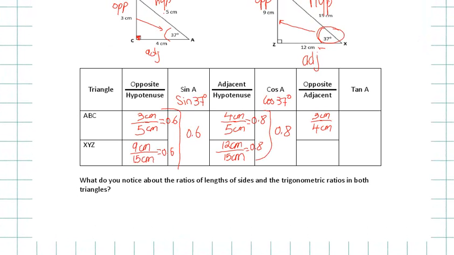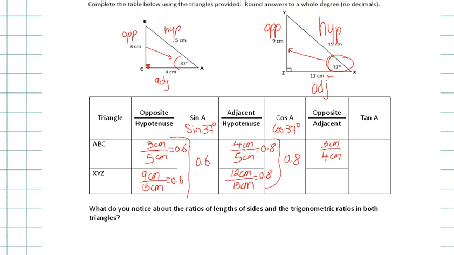So for this triangle right here, triangle ABC, my opposite is 3, my adjacent is 4. So what's 3 over 4 on the calculator? 0.75. And for XYZ, my opposite is 9 and my adjacent is 12, and if I do 9 divided by 12, I get 0.75. When we're writing this down, do we have to put the centimeters? No.